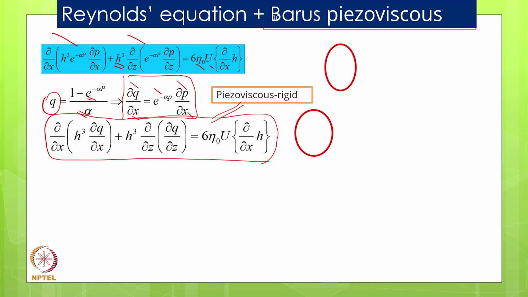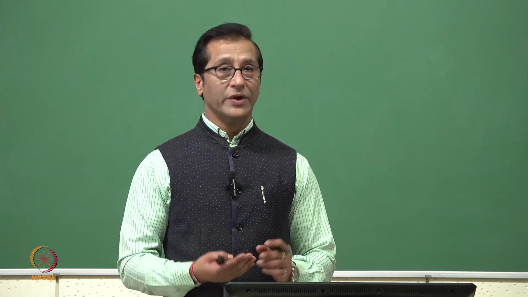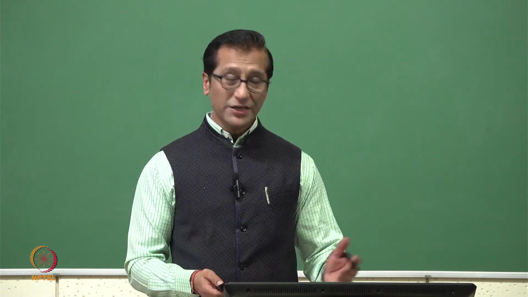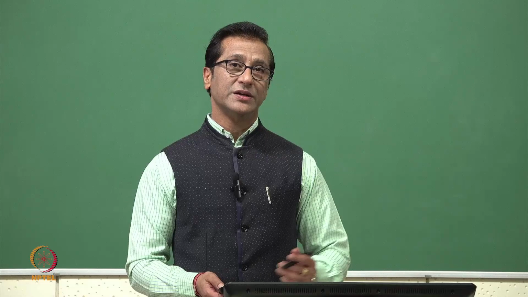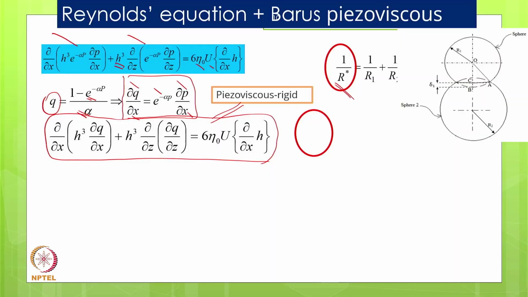That's why the Barus relation is important to understand. It really considers the piezoviscous effect, only it becomes inaccurate when the pressure increases beyond 100 megapascal. But it provides engineering sense, that's why we are considering it. Another, as I mentioned earlier, 1 by R star will be given as an equivalent radius.